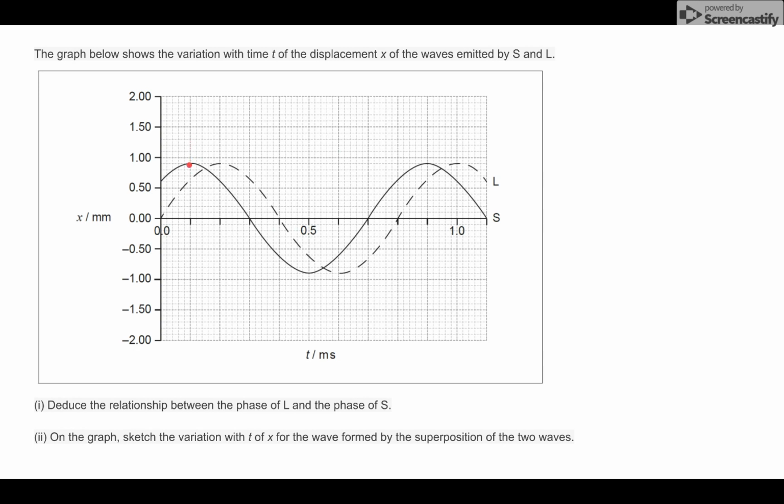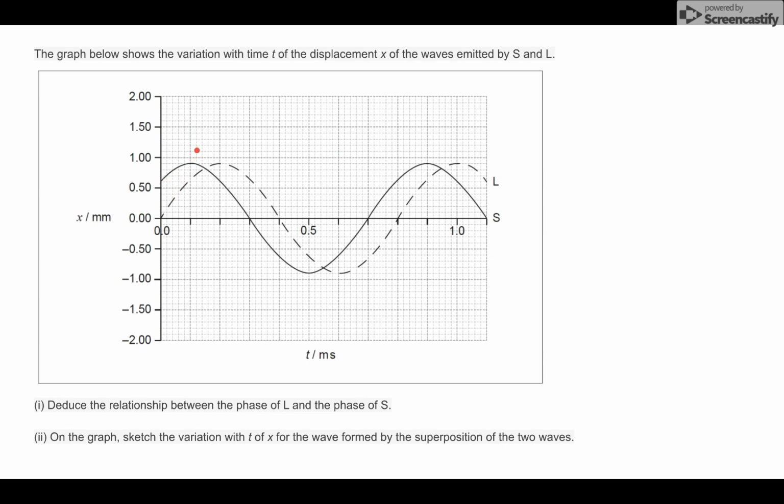So 0.6 plus 0.9 is 1.5, my bad. So if you add up 0.6 and 0.9, you're going to get 1.5. So the resultant displacement at this point for the new wave, or the superposed wave, is going to be 1.5. That's going to be a point here, right? And you do need to do the same for all the other points.